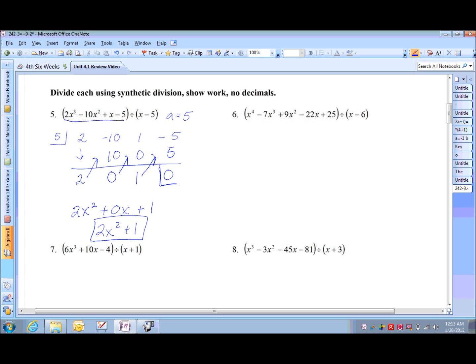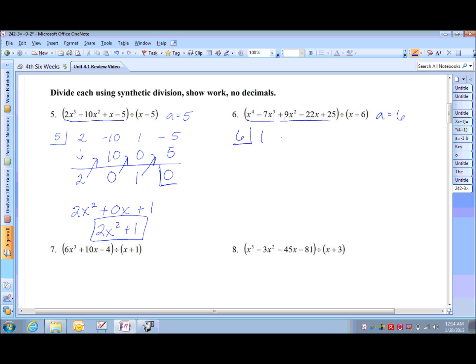Okay, moving on to problem 6. Our a value here is going to be 6, because if you plugged in 6 for x into this binomial, it would make it 0. Or, in other words, it's the opposite of the inside. So we put our a value up in a little box. We make sure that what we are dividing is in standard form, including any terms with coefficients of 0. And we're good to go.